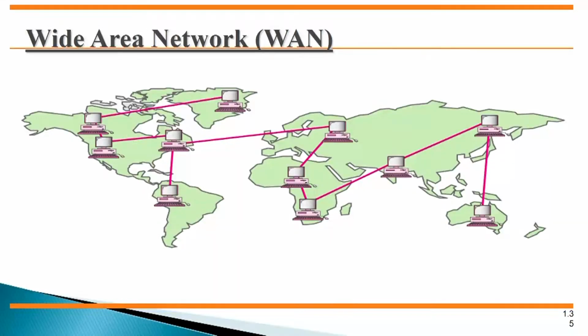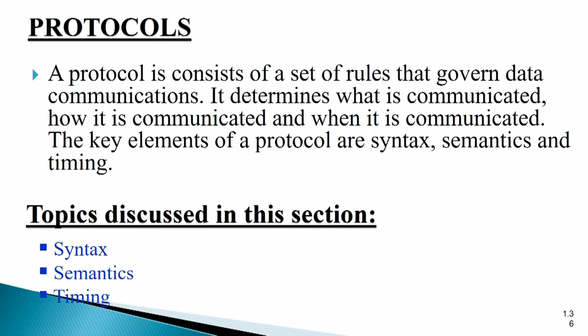In wide area network, we can see that systems are connected across the globe, and this communication system requires wireless medium and all kinds of network devices. Again, we will discuss protocols. So protocols consist of a set of rules that governs data communication. It determines what is communicated, how it is communicated and when it is communicated.